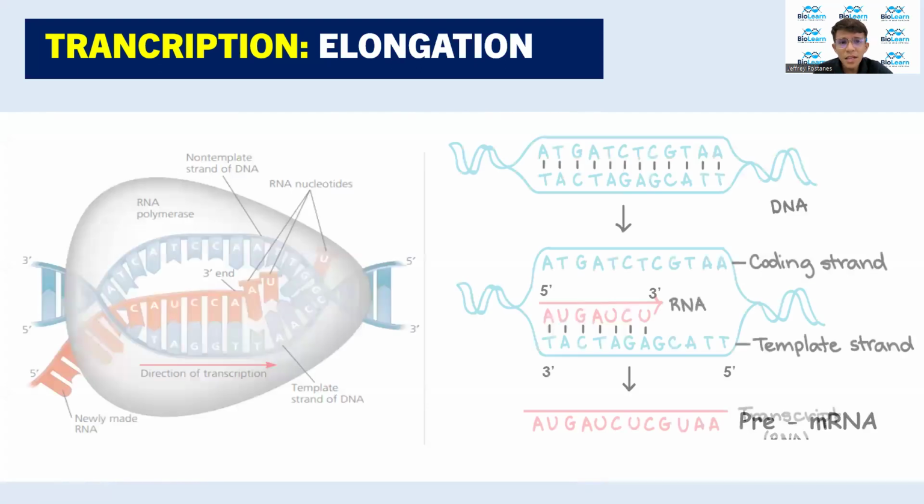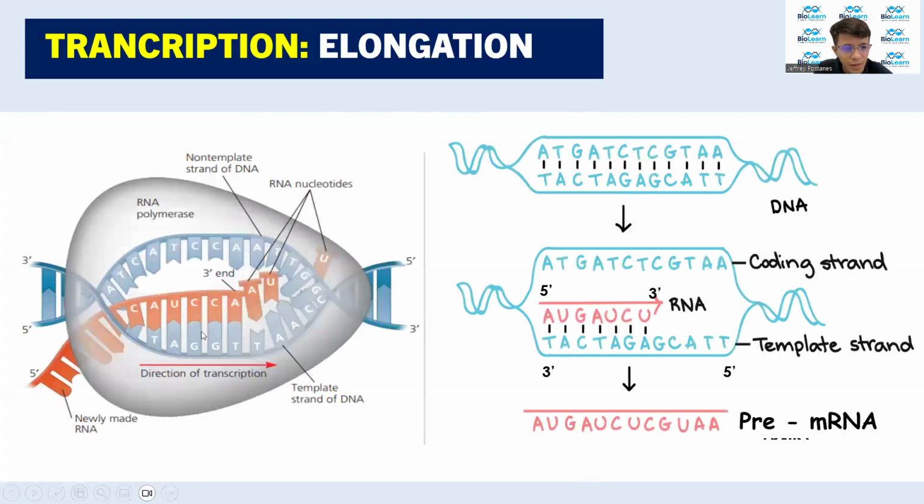Look at this. As you can see here, let's say this is the template strand, in the 3' to 5' direction. What is forming is an mRNA in the 5' to 3' direction. In this diagram, this is the template strand, 3' to 5' direction, and this is your mRNA, 5' to 3' direction. As simple as that.